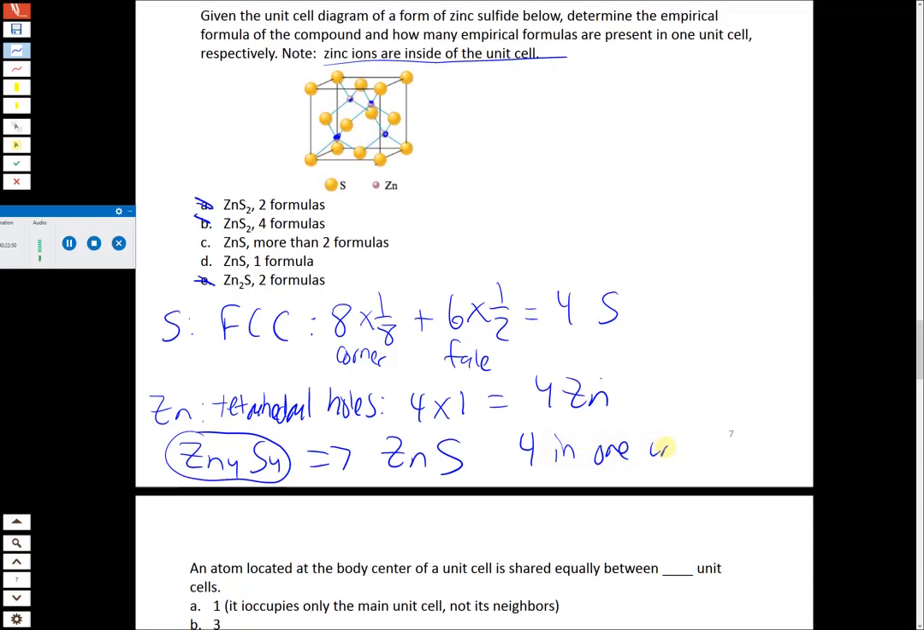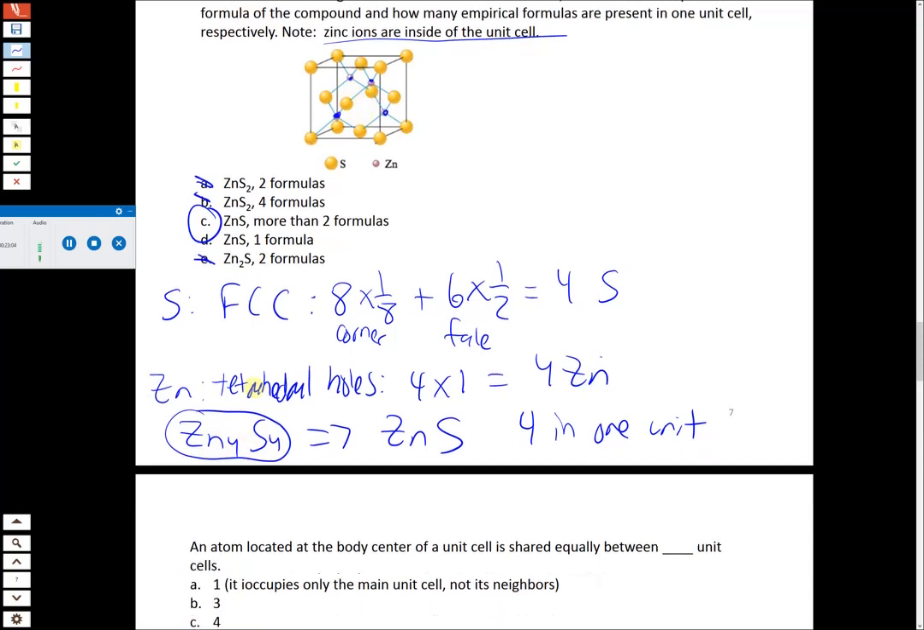So we have 4 of those zinc sulfide empirical formulas in 1 unit cell. So the correct answer here would be choice E. The formula is ZnS. There's going to be 4 of them per unit cell because it's in total 4 zincs and 4 sulfurs in this cube that's drawn here.